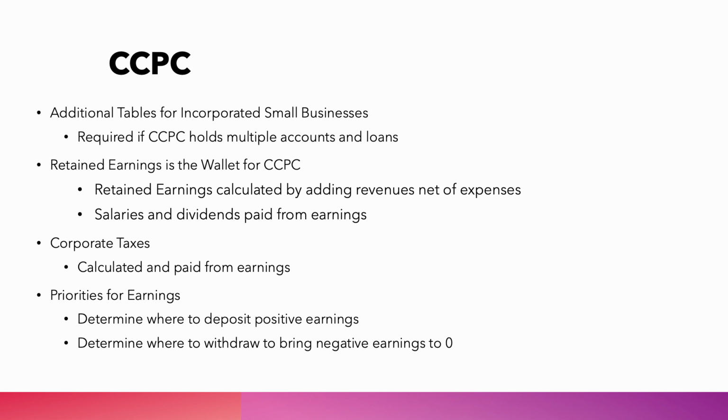There will also be two additional tables if you have an incorporated small business, and the CCPC holds multiple accounts and loans. The wallet for the CCPC is retained earnings. This is calculated by adding all the revenues net of expenses and then paying salaries and dividends as entered in incomes. Corporate taxes are calculated and paid from retained earnings. The priorities then determine where to deposit or withdraw the earnings.